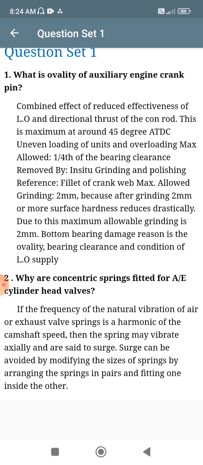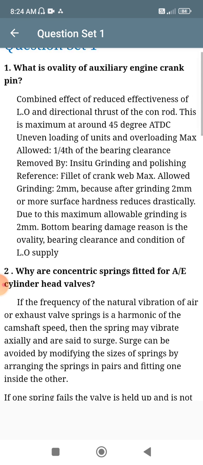This is maximum at around 45 degrees at top dead center, and due to uneven loading of units and overloading, this is the main reason. And here the overloading maximum allowed is 1 by 4th of bearing clearance, and this can be removed by in situ grinding and polishing, including the difference and fillet of the crank web.